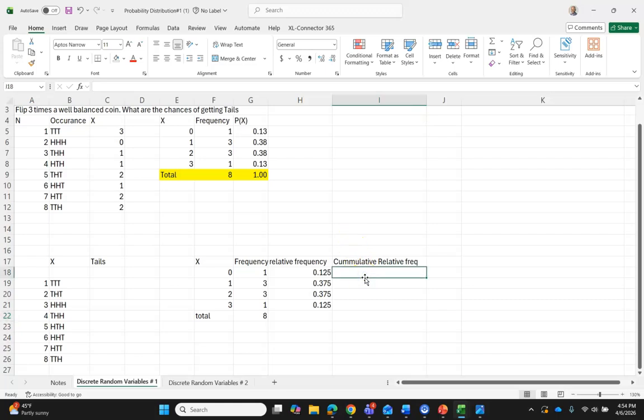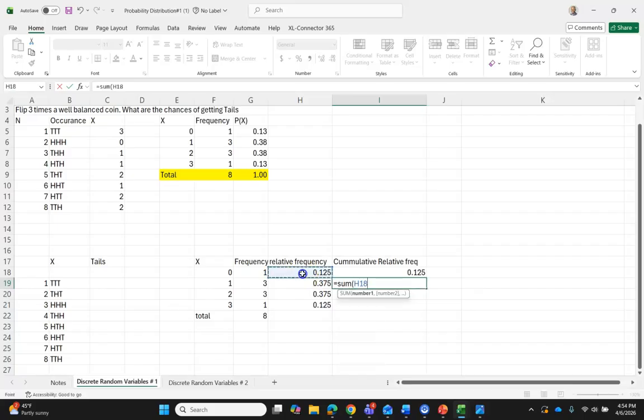So how do we find cumulative relative frequency? We did this before, but I'm going to repeat again. You just put equal sign. And so we have this one and enter. Cumulatively, then we're going to take this one plus this one here. So I'm going to put equal sign, and I'm going to sum these 2 probabilities. So that's the cumulative. This one is a cumulative of 0 and 1.